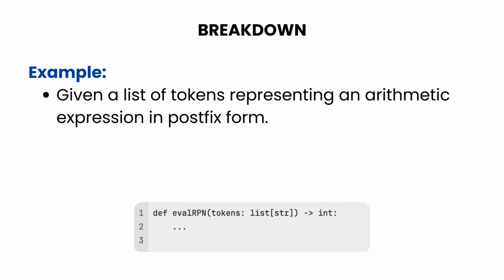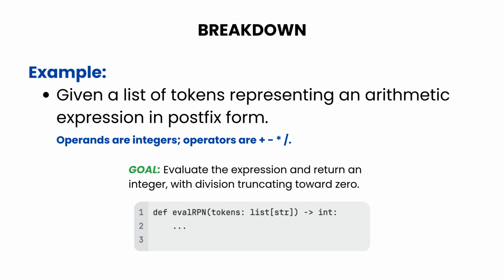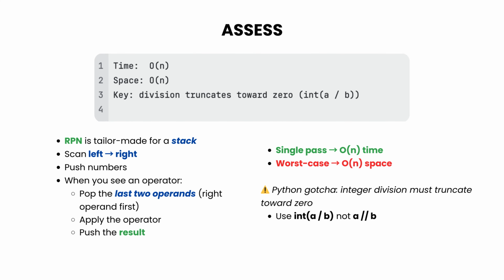We're given a list of tokens representing an arithmetic expression in postfix form. Operands are integers. Operators are plus, minus, multiply, slash. Evaluate the expression and return an integer, with division truncating towards 0. RPN is tailor-made for a stack. Scan left to right, push numbers. When we see an operator, pop the last two operands, keep the operand order, apply the operator, and push the result. Single pass, O(n) time, O(n) worst case space.